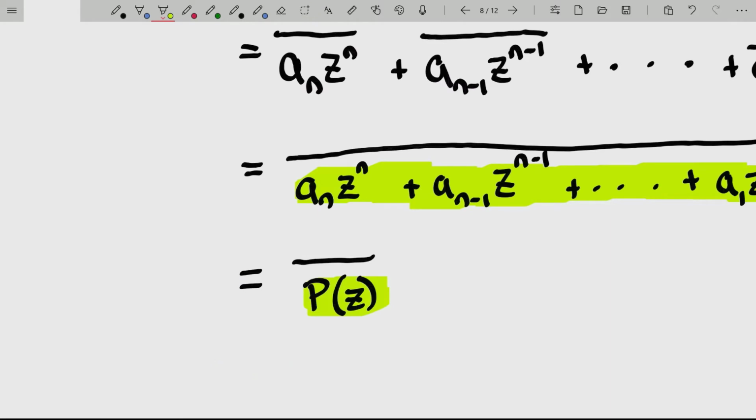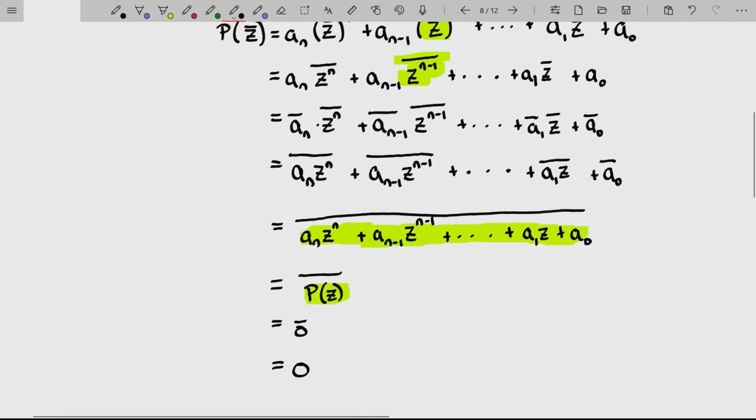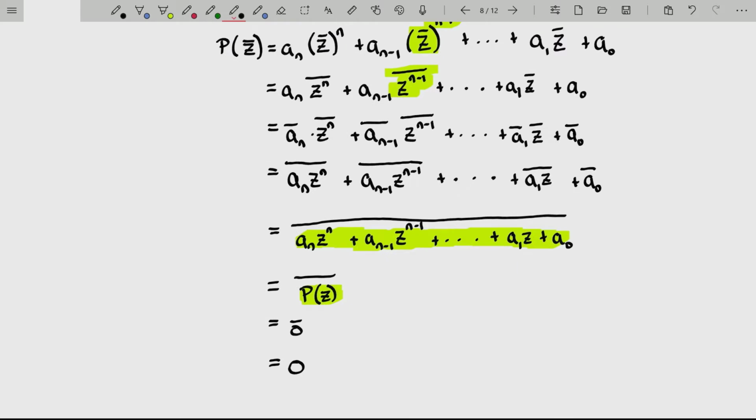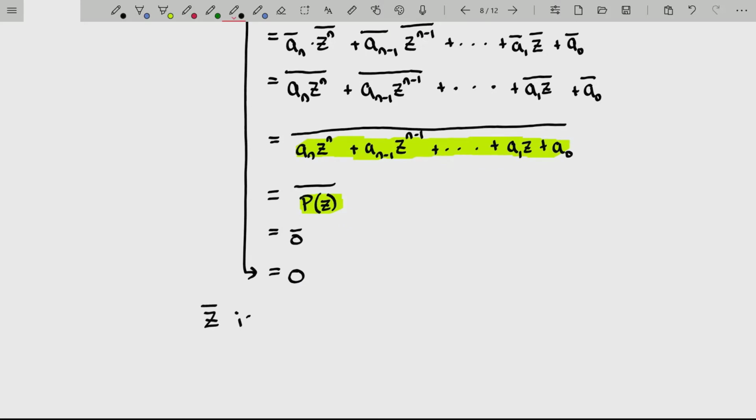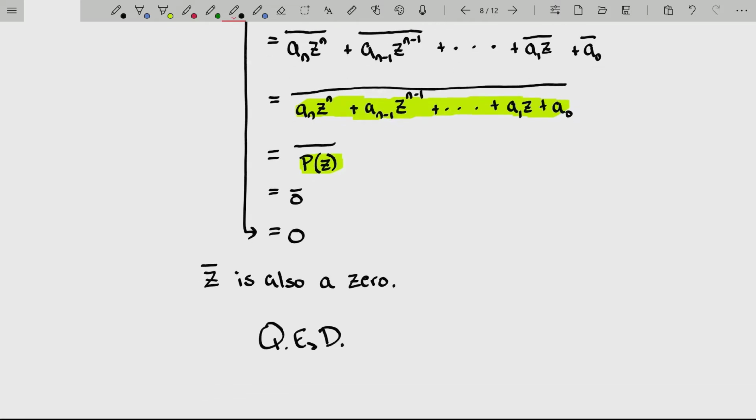Here is that picture. Therefore, that picture we can trade out for 0, and the conjugate of 0 is just 0. And we have shown through a chain of equalities that p of z bar is equal to 0. That is, z bar is also a 0. And that's the proof, QED.